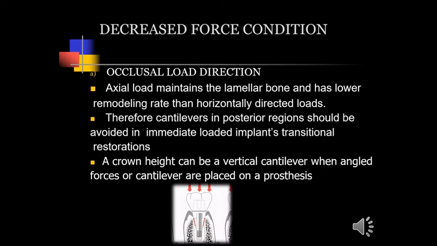The occlusal load direction affects the remodeling rate. An axial load to an implant body maintains more lamellar bone and has a lower remodeling rate when compared with an implant of an offset load. Also, a crown height can become a vertical cantilever when angled forces or cantilevers are placed on a prosthesis. So there should be no posterior cantilevers in the immediate load transitional restoration, and the angle of the load to the implant body should be along the long axis, especially when the crown height is greater than normal.